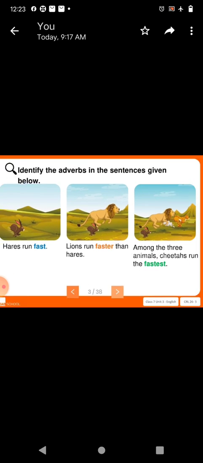In the sentences, fast, faster, fastest. These are the adverbs which have been given in the sentence. Now let us learn the degree forms of adverbs. Here, hares run fast. Here fast is the adverb. So this is the basic, or we'll tell it as the positive form of the adverb.